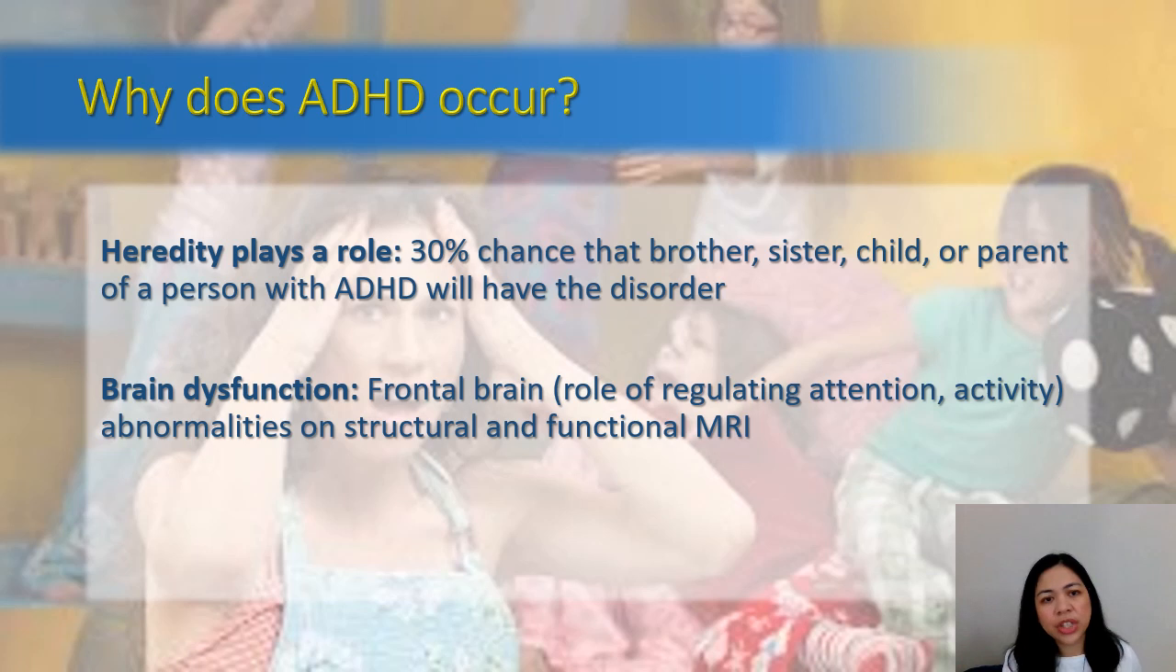So, why does ADHD occur? Heredity plays a role. There's a 30% chance that a relative of a person with ADHD will have the disorder. And there's brain dysfunction. There have been a lot of studies about ADHD brains seen in functional MRIs or other neuroimaging studies that show that they really have some differences in terms of size and weight of certain areas of the brain, especially the frontal brain, which has the role of regulating attention and activity.